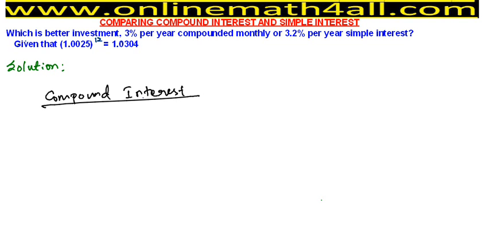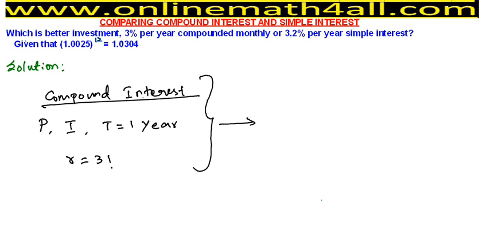The principal is not given for both investments. I assume I'm going to invest $P in compound interest, so the principal is P. The interest I earn in compound interest is capital I. The time duration here is 1 year, I assume. So the principal in compound interest is P, interest earned is capital I, and time duration is 1 year. The interest rate is given in the question for compound interest, that is 3%. Now this one has to be converted into simple interest.